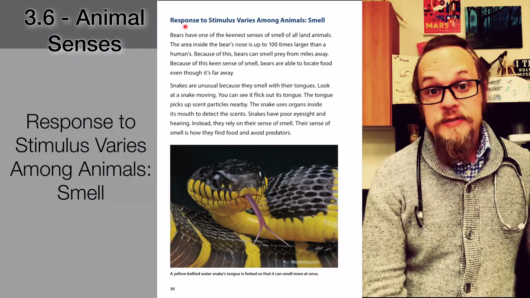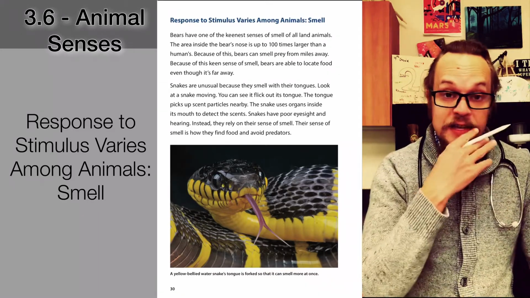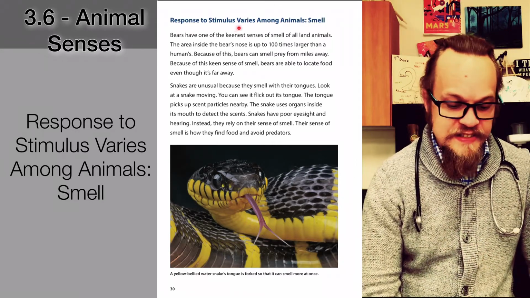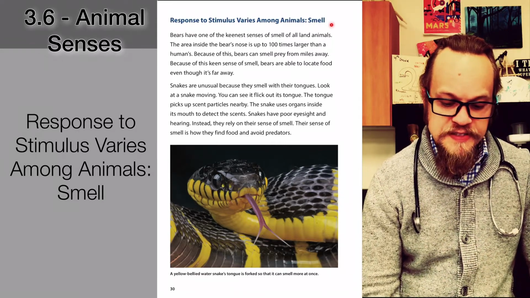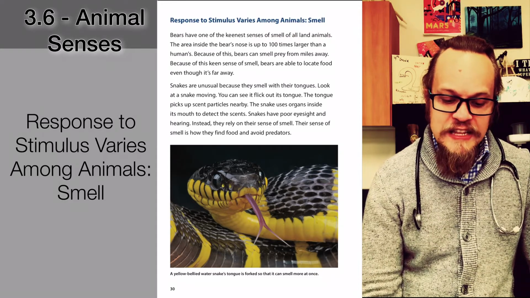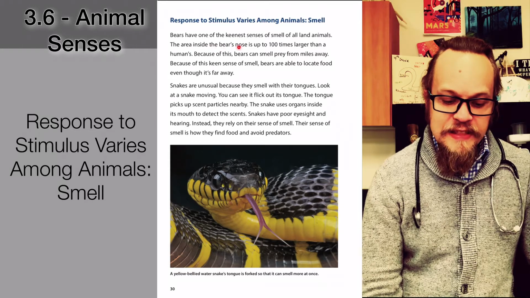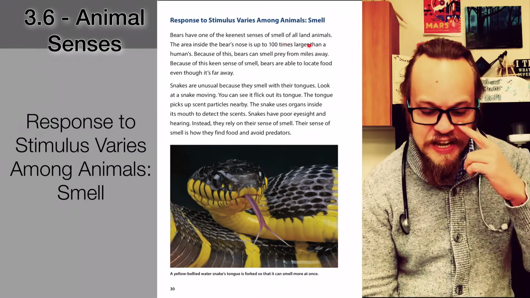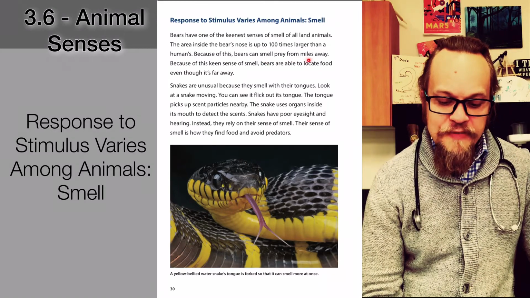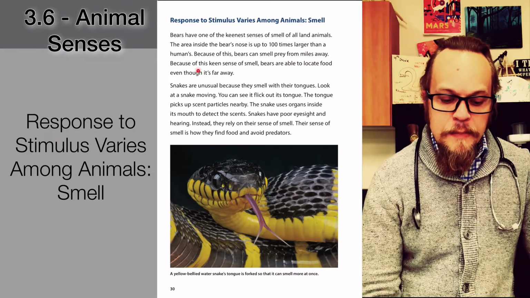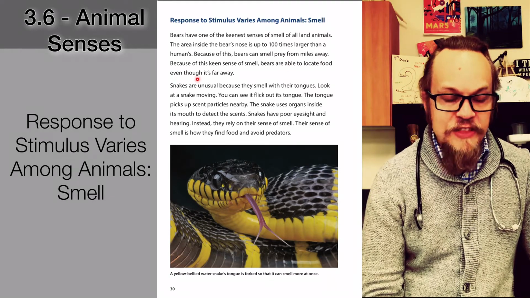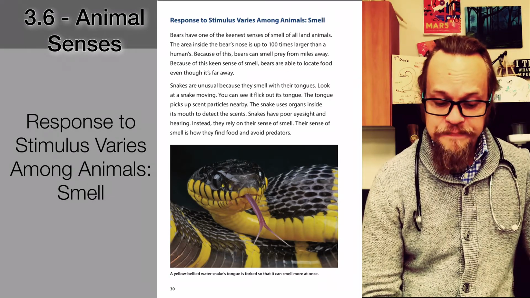Smell also changes from animal to animal. Some are better sniffers than others. Response to stimulus varies among animals. Smell. Bears have one of the keenest senses of smell of all land animals. The area inside the bear's nose is up to 100 times larger than a human's. Because of this, bears can smell prey from miles away. Because of this keen sense of smell, bears are able to locate food even though it is very far away.